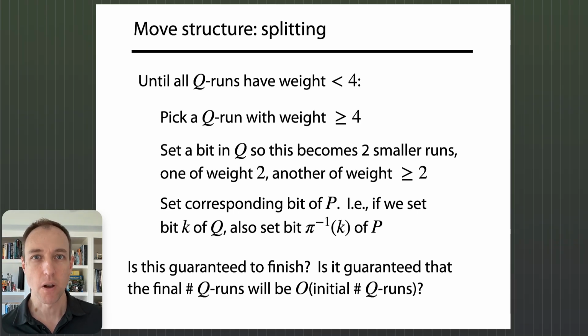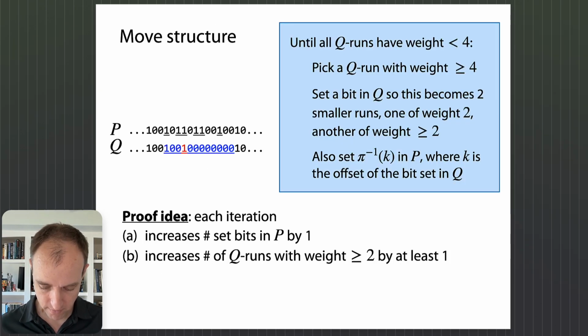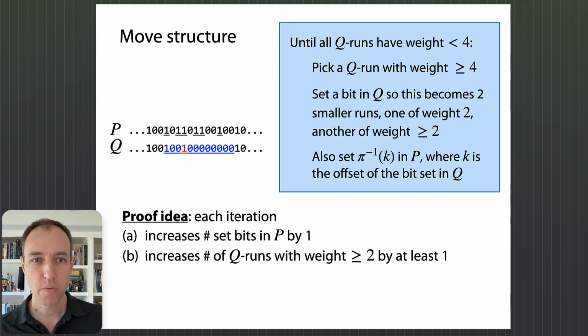Like, for example, are we still going to be guaranteed to have a number of runs that's big O of R, right? Okay, so this isn't clear yet. We have to prove to ourselves that both these things are true, that it's going to finish and that the final number of Q runs is still going to be big O of the initial number of Q runs. In other words, we only increase the number of Q runs by some constant. Okay, so let's prove this to ourselves.